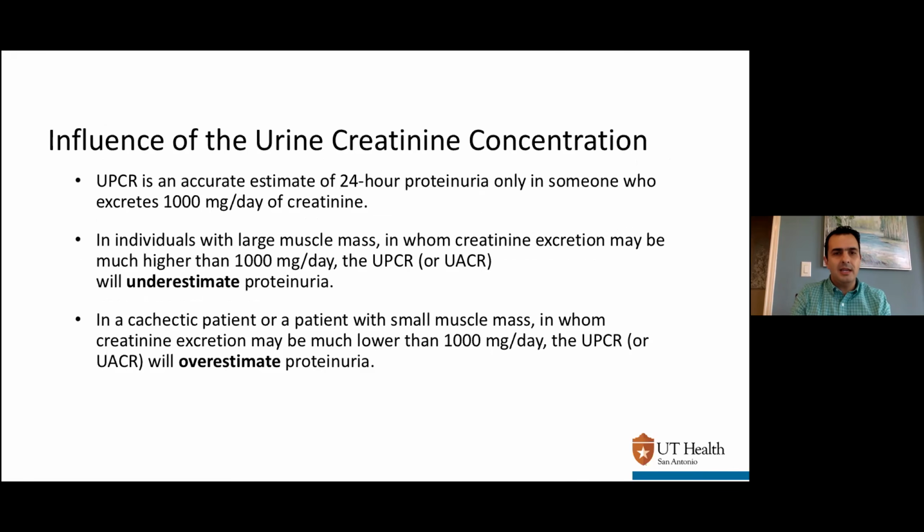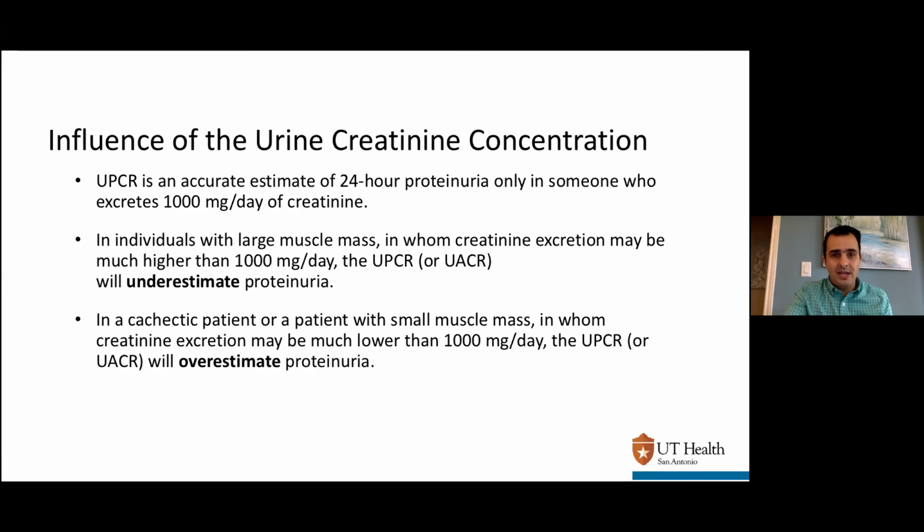So let's take a couple of examples here. An individual with a creatinine excretion of around 1,000 milligrams per day, it's a really good estimate for 24 hours. But if you have a patient with a large muscle mass who excretes a lot of creatinine, this UPC could actually underestimate the proteinuria, because of the large amount of creatinine excretion.